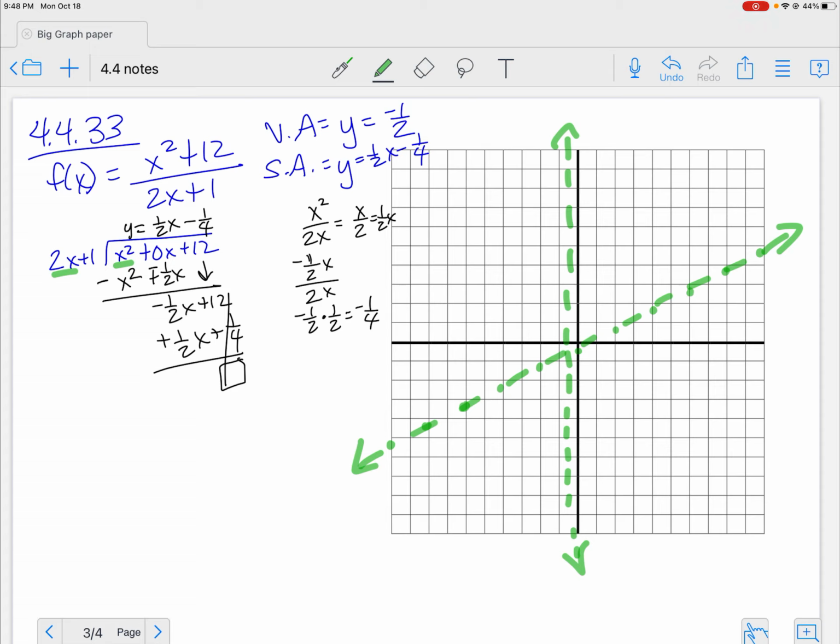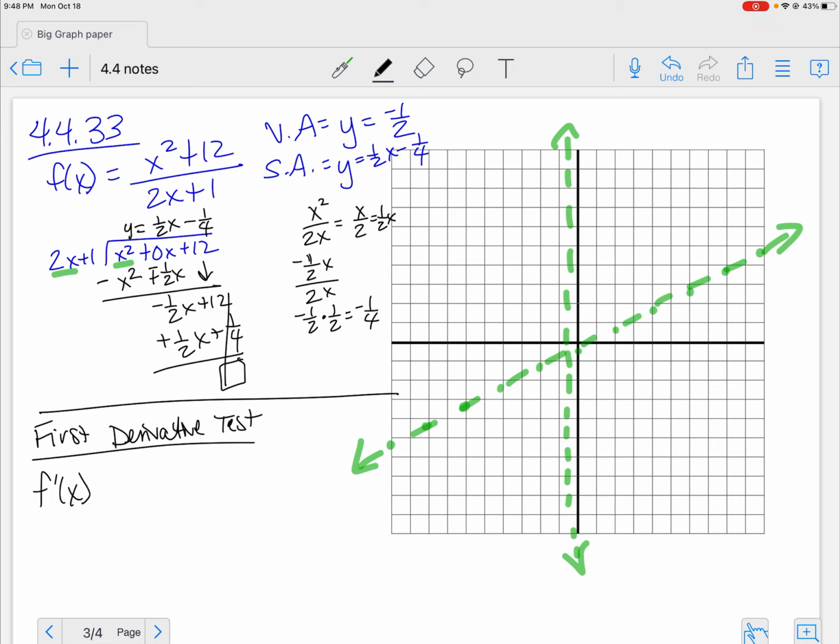Now let's do some derivative tests. Still rational. So let's do our first derivative test. First derivative test tells me to take the first derivative. So the derivative of the top is going to be 2x times the bottom minus the top, 12, times the derivative of the bottom, which is a 2, all over the denominator squared.